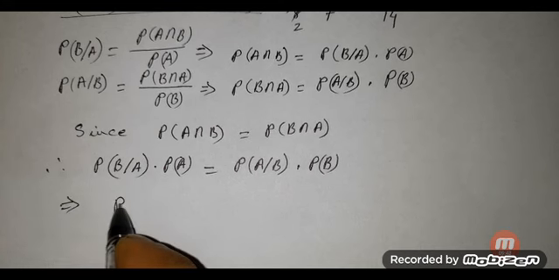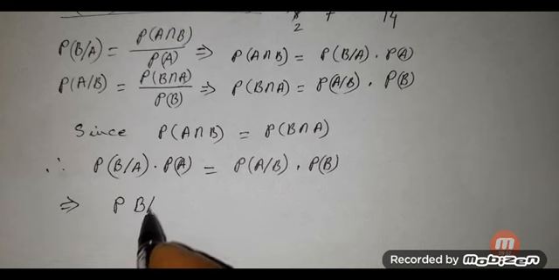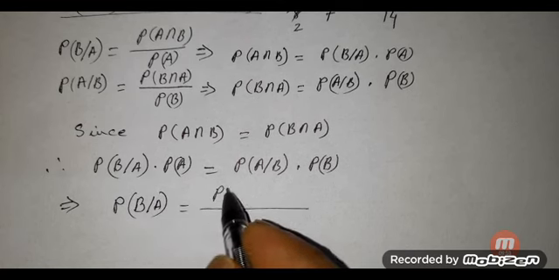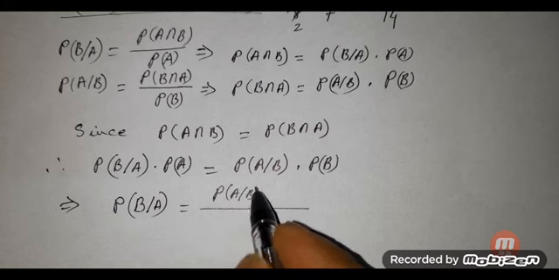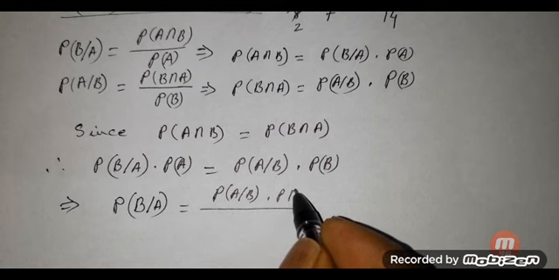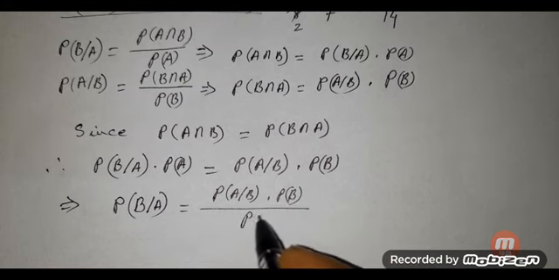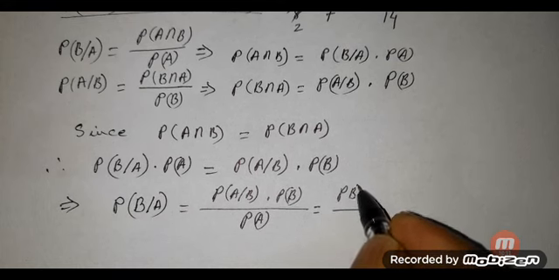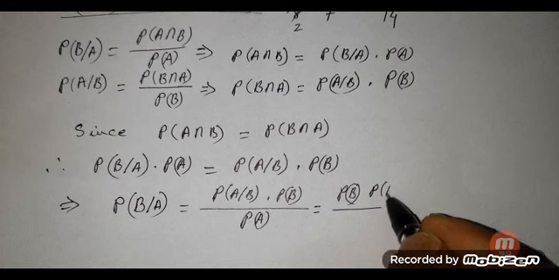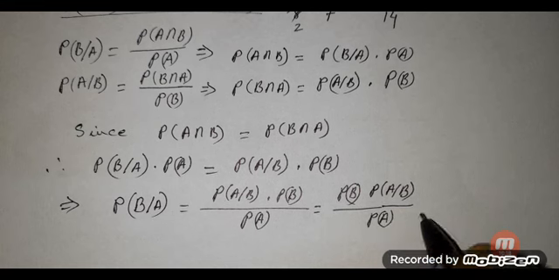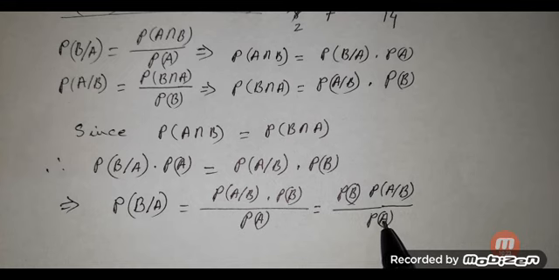So this implies probability of B given that A is equal to P of A given that B dot P of B by P of A, or that is equal to P of B, P of A given that B by P of A. So this is actually the Bayes Theorem.